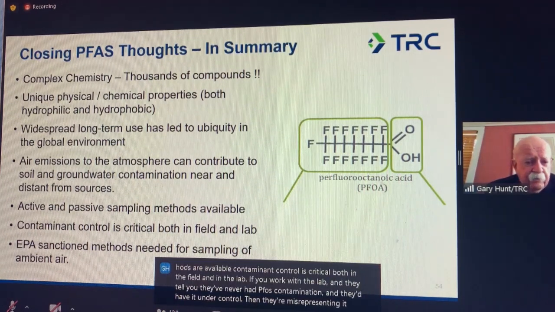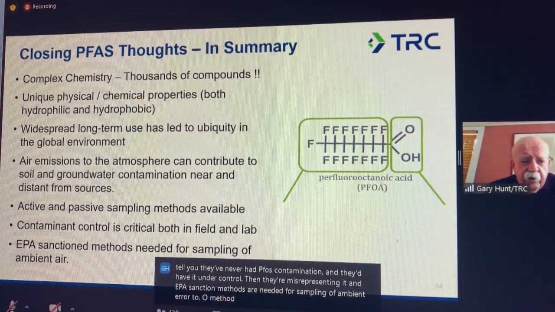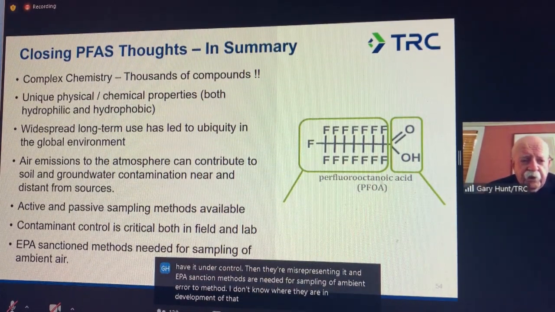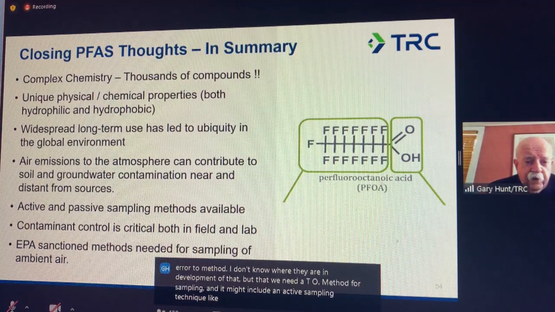And EPA-sanctioned methods are needed for sampling of ambient air. A TO method, I don't know where they are in development of that, but we need a TO method for sampling, and it might include an active sampling technique like TO13A, or it might involve a passive sampling technique.